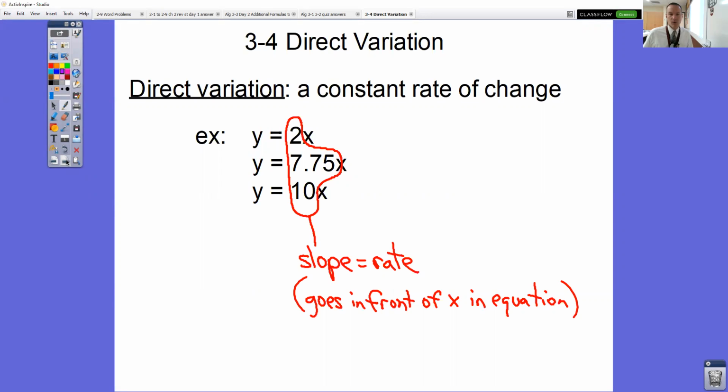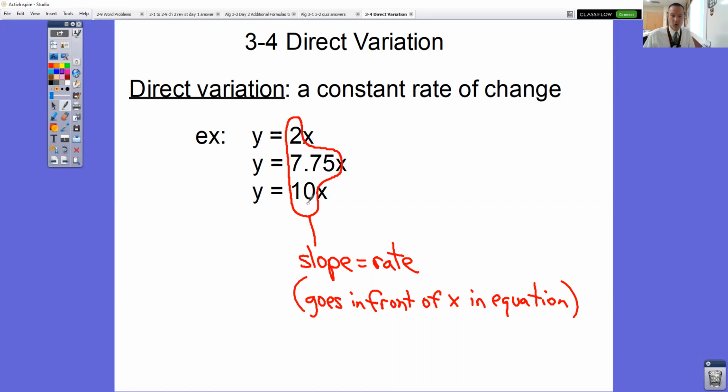Direct variation is a constant rate of change. So you're multiplying something by the same number each time. So you're going to get equations today that look like y equals 2x or y equals 7.75x or y equals 10x. Your slope, which we learned in the previous section, is the number that's in front of the x.